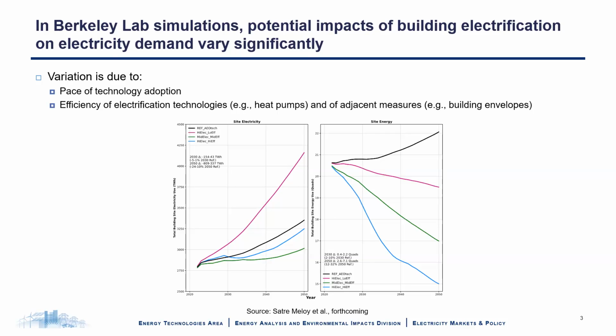But then you see these other two scenarios. The green is more of a mid-efficiency, mid-electrification scenario, and the blue is actually a high efficiency but high electrification scenario. In both of those cases, we see demand staying slightly beneath the AEO reference case. So there's a really wide range of potential impacts that we could see here. We see the same thing on peak.